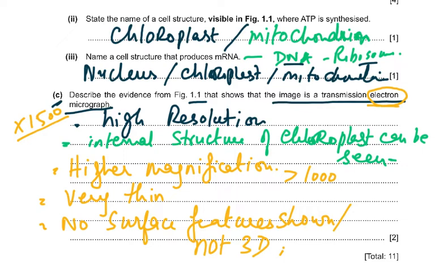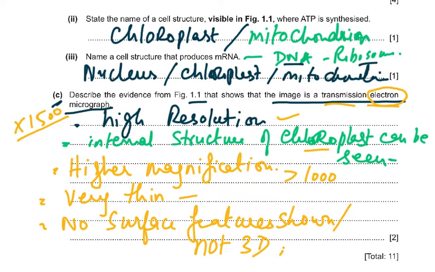So describe the evidence that shows the image is a transmission electron micrograph. Number one, it has a higher resolution. Number two, internal structures of the chloroplast can be seen, which cannot be seen under the light microscope. It's a very high magnification, more than 1000, because it was 4275, and it's a very thin slice. And number three, you do not see any surface features, because if it was a scanning electron micrograph, you would see the surface features of it. And this is not giving you any 3D image. So no surface features are shown. That is why it's a transmission.